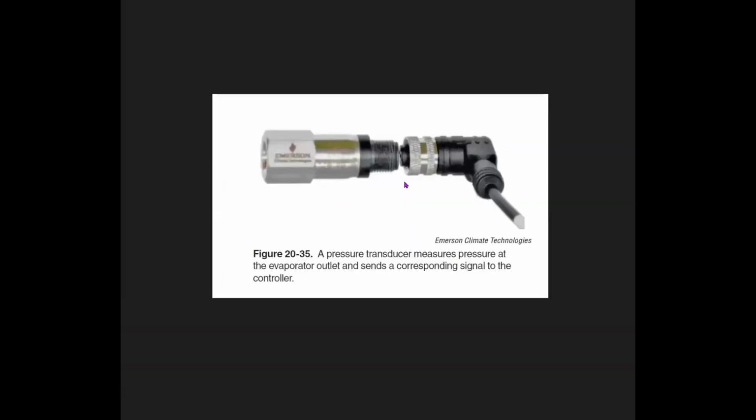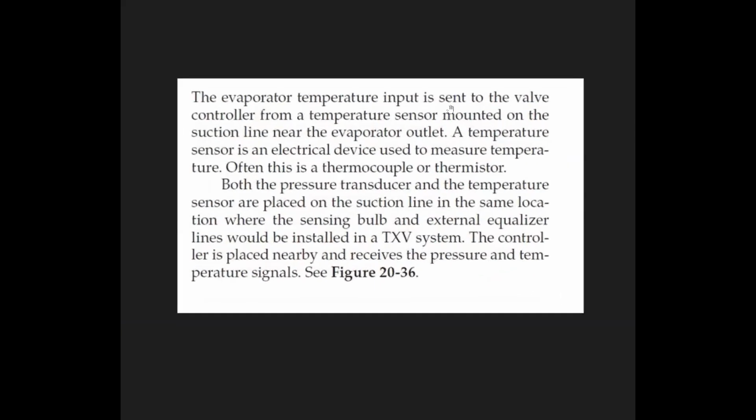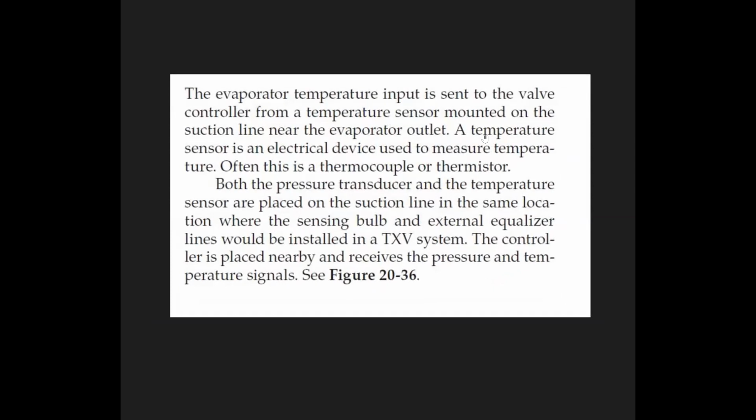Okay, this is the pressure transducer. It measures the pressure at the evaporator outlet and sends the corresponding signal to the controller. It also measures the temperature. Temperature को भी control करता है, pressure को भी control करता है. Both of them are controlling. The evaporator temperature input is sent to the valve controller from a temperature sensor mounted on the suction line near the evaporator outlet. A temperature sensor is an electrical device used to measure temperature. Not like your bulb, it is like an RTD, thermocouple or thermistor. थर्मोकपल or thermistor लगाया हुआ है, not RTD.